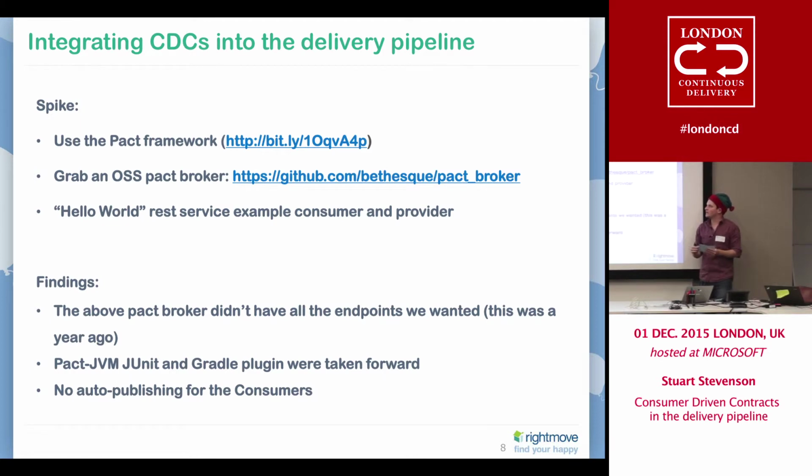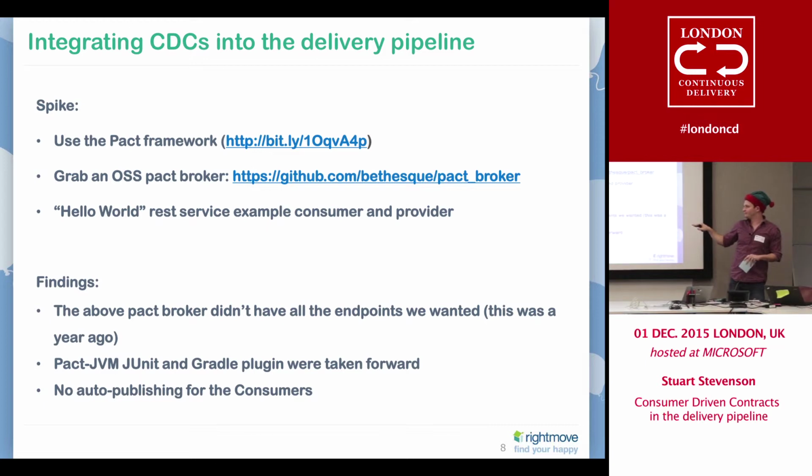So our first spike was we opted to use Pact. It seemed like a good option out there. There's an open source Pact broker, a Ruby application. So we just spun up some basic services, tested it out in Jenkins. We were reasonably happy.